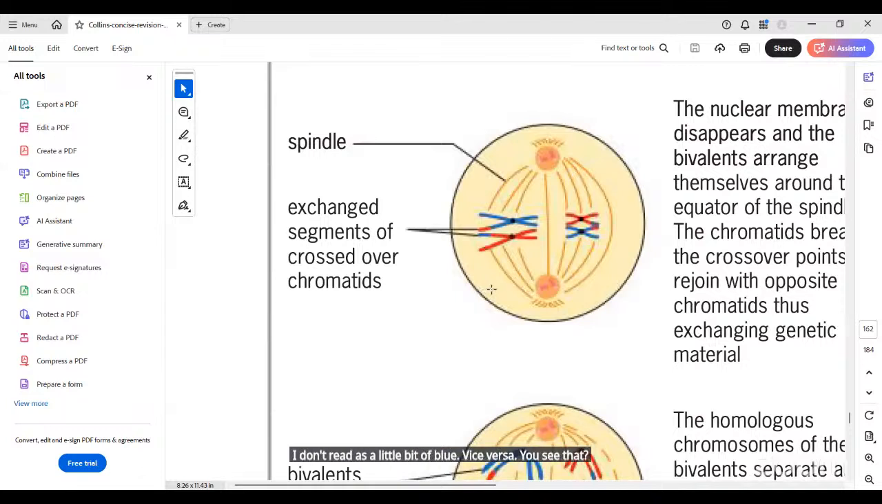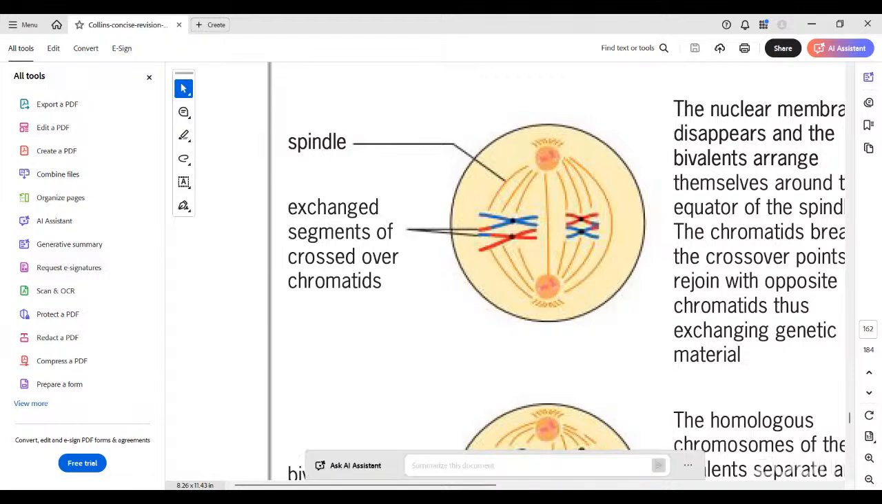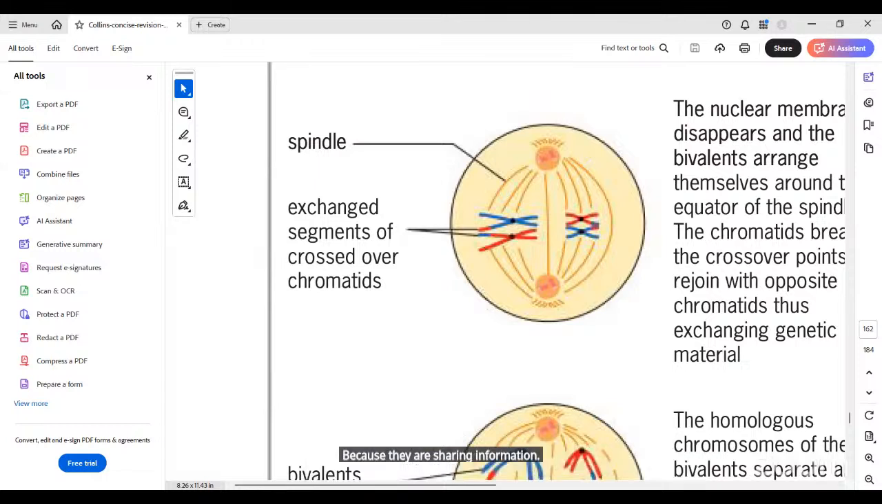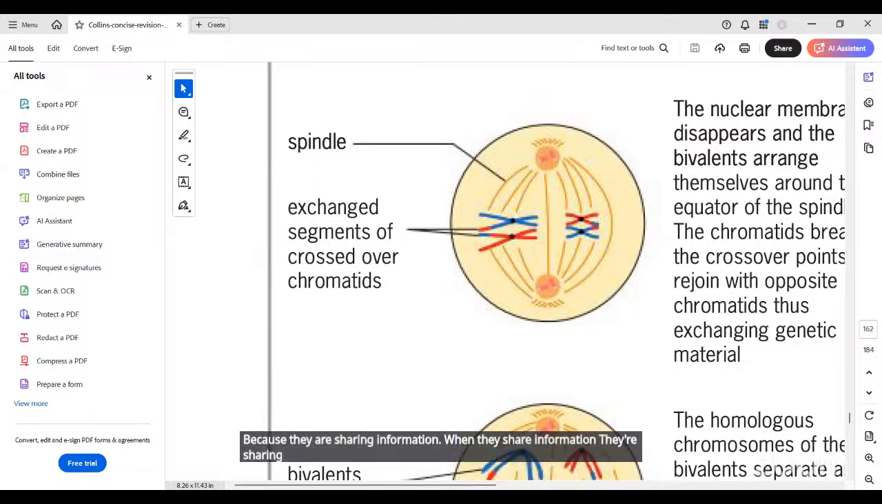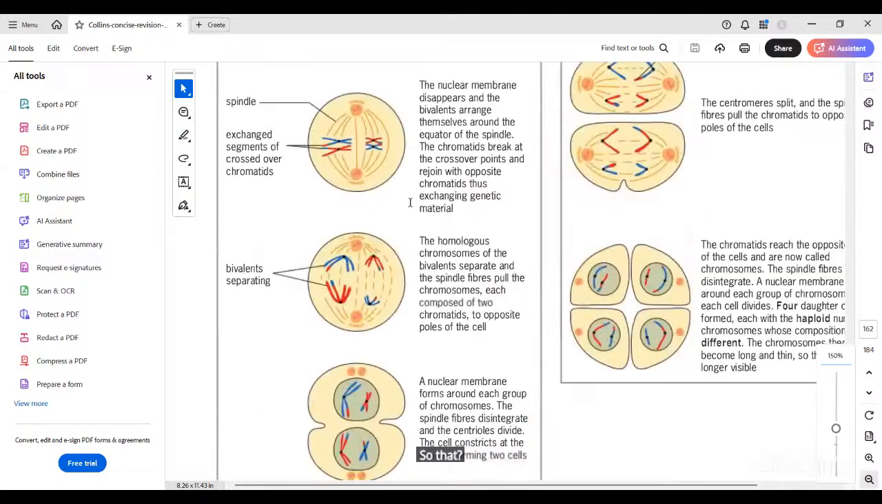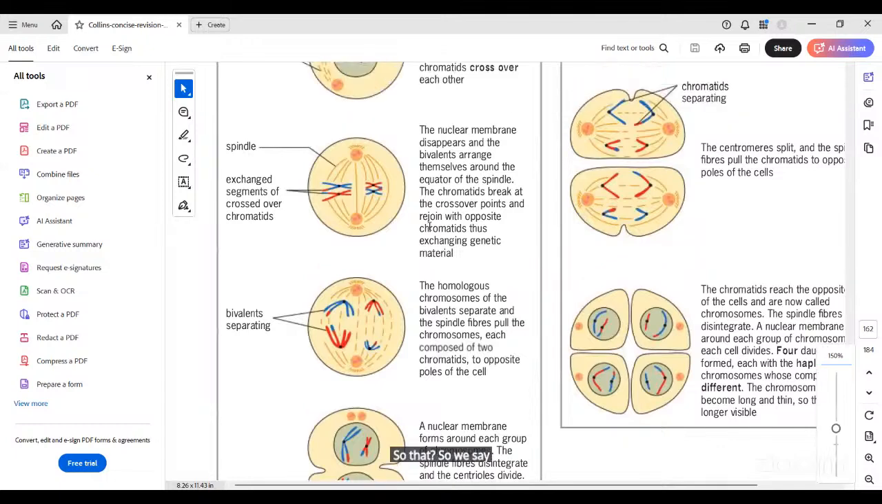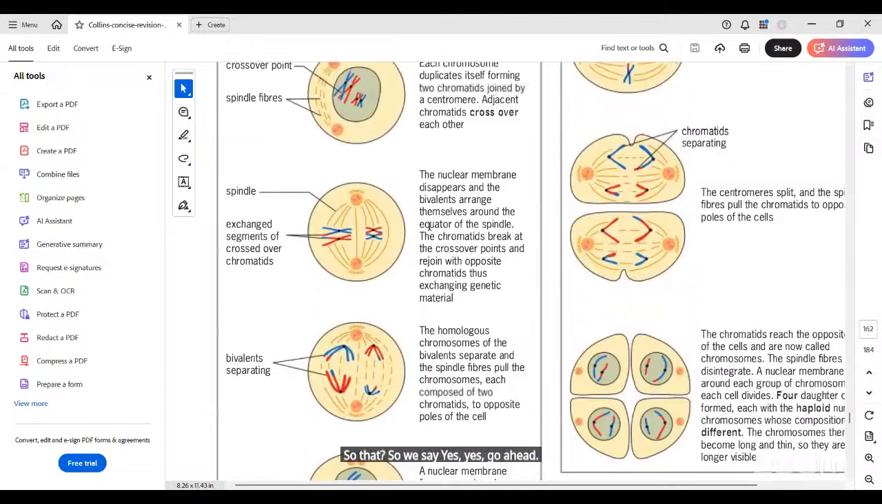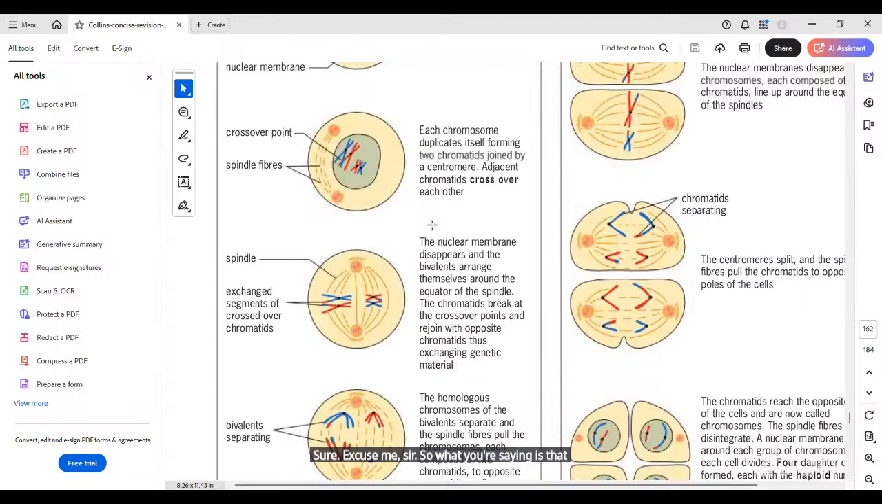Yes, sir. Because they are sharing information. When they share information, they are sharing information to not be the same. See that? So what you're saying is that they're exchanging genetic material. Yes.